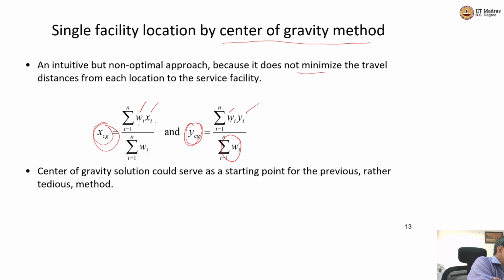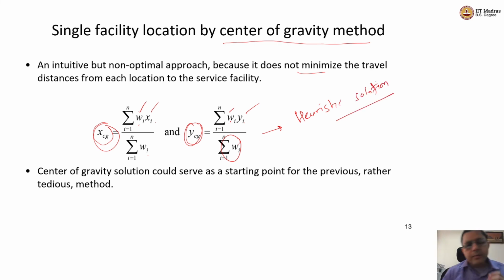So center of gravity solution is what we call a heuristic solution. Remember last time we spoke about heuristic solutions. Most of these optimization problems, when they get too hard, we have to satisfy ourselves with only getting a good enough solution, not an optimal solution. Center of gravity solution is one of those solutions. Good enough solution. Easily obtainable, right? Not a bad solution, so to say. But it is non-optimal. It does not minimize the total weighted distance.